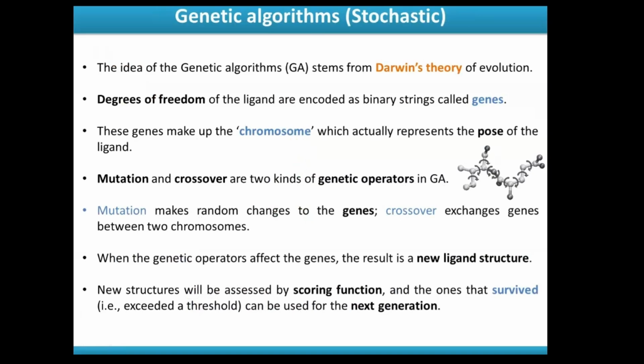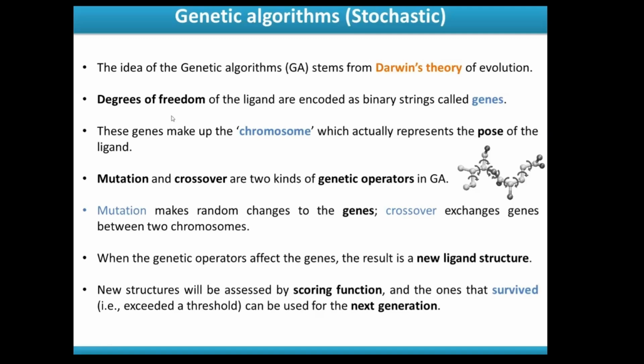So what is the genetic algorithm which performs the search for the conformations of the ligand? Basically it is an algorithm which is based on Darwin's theory, or you can say inspired from Darwin's theory of evolution. We know that Darwin's theory suggests the survival of the fittest. So we'll see how it can be implemented here.